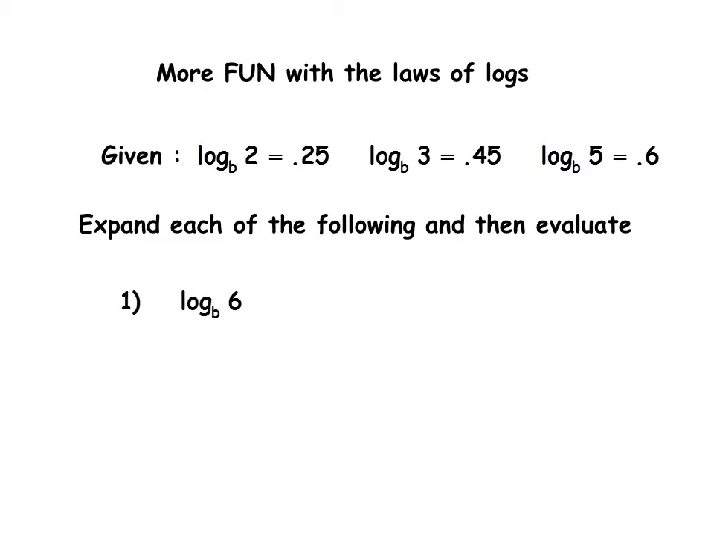So if I have the log base b of 6, remember 6 is not prime, so I can separate that into its prime factors, the log b of 2 plus the log b of 3. Well, I know the log b of 2 is 0.25, and I know the log b of 3 is 0.45, so I can just substitute those values in, add those together, and I could say that the log b of 6 is 0.7.